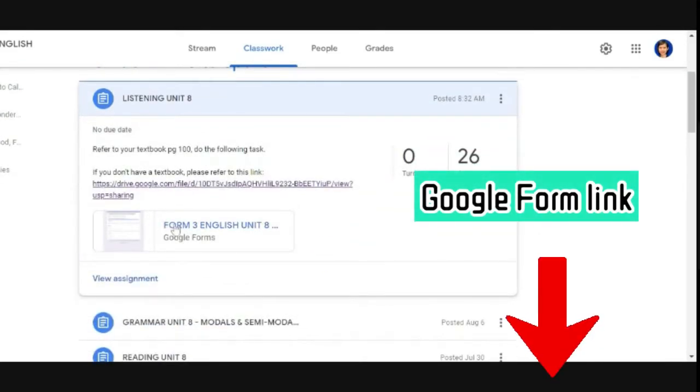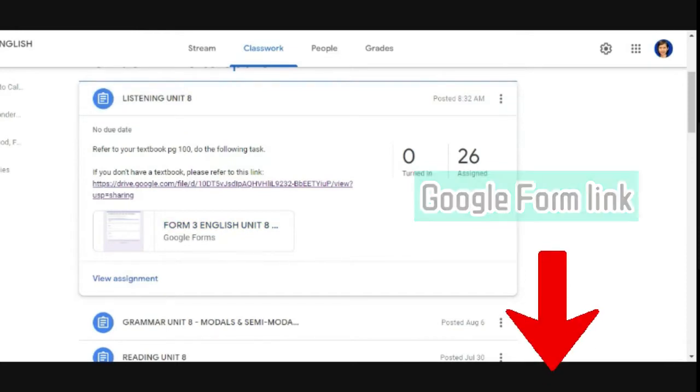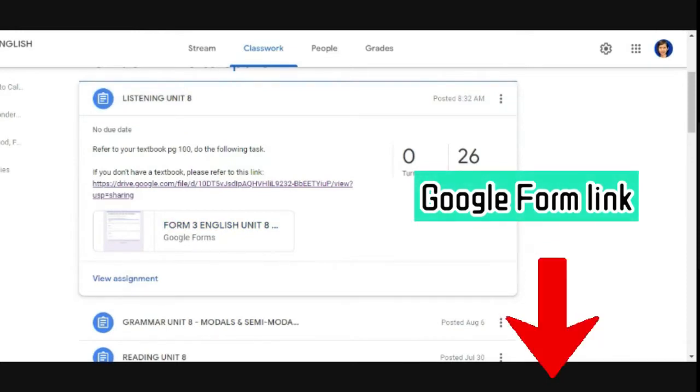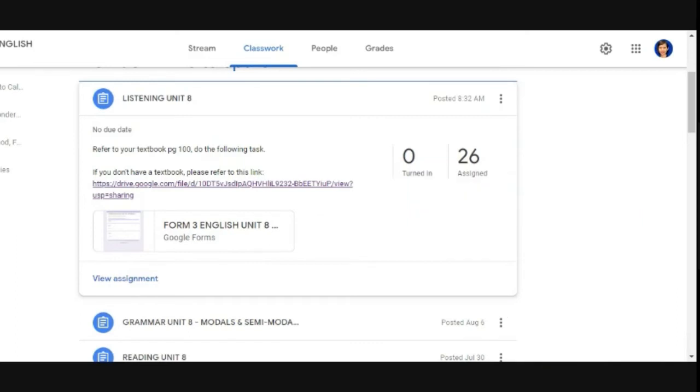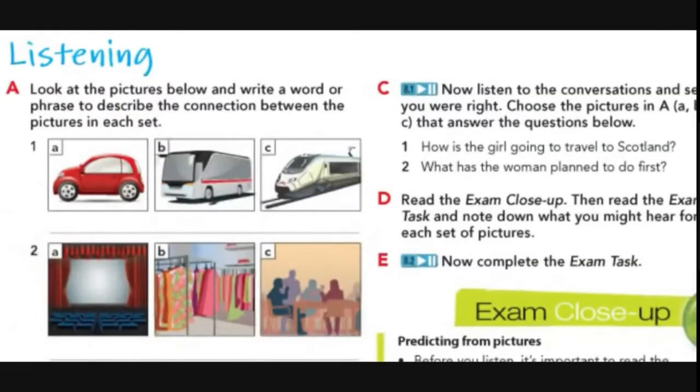Okay, and you can also open the Google Form. If you are using laptop, you can open Google Form at the same time. Okay, let's do activity A first. So you see two sets of pictures here. Look at all these pictures here and write a word or phrase to describe the connection between the pictures in each set. Okay, so set number 1, you have picture A, B, C.